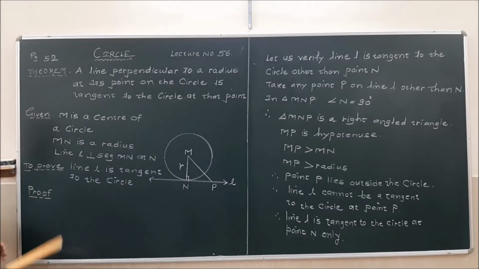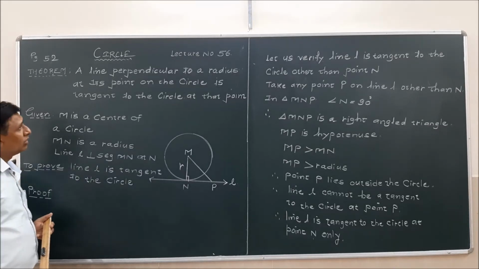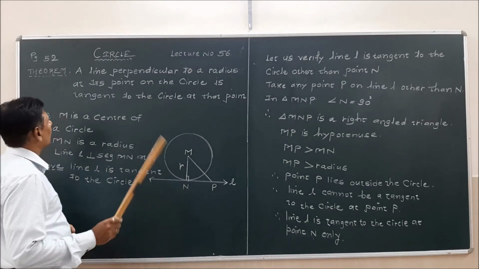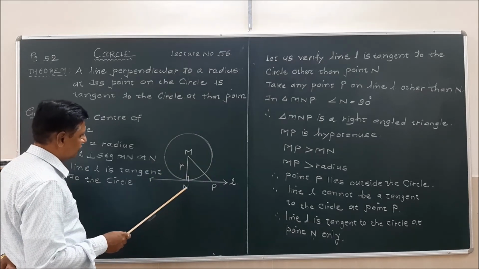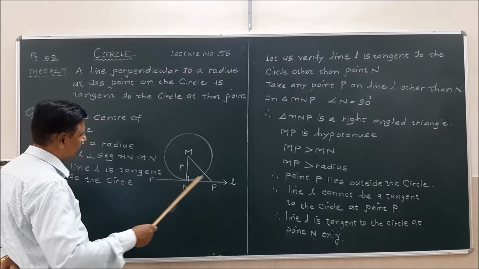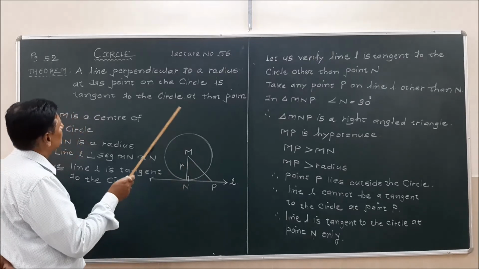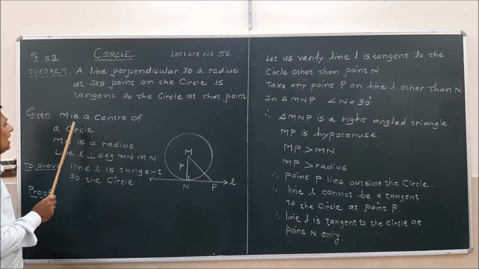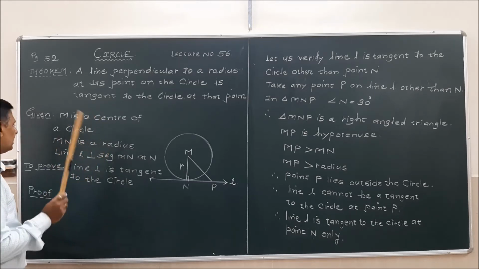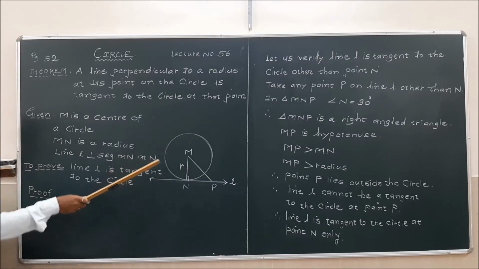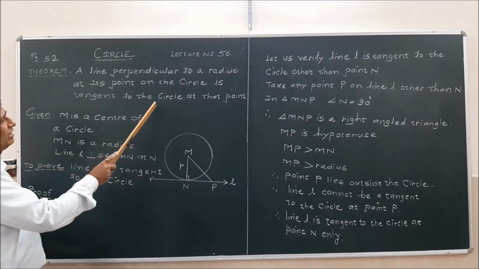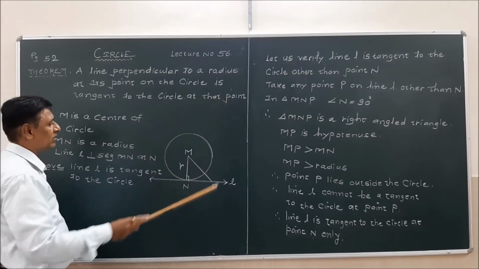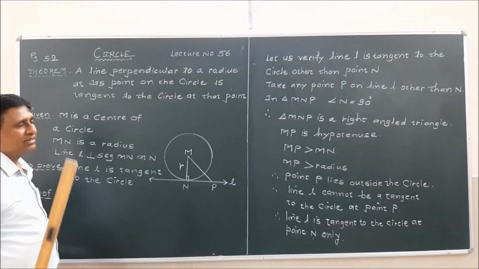This theorem states that a line perpendicular to a radius at its point on the circle is tangent to the circle at that point. So this is a circle. MN is perpendicular to line L at point N. It is given there. M is the center of a circle, MN is the radius, line L is perpendicular to MN at N. To prove that line L is tangent to the circle at that point, I modify it a bit. At that point means at point N only, not at any other point.